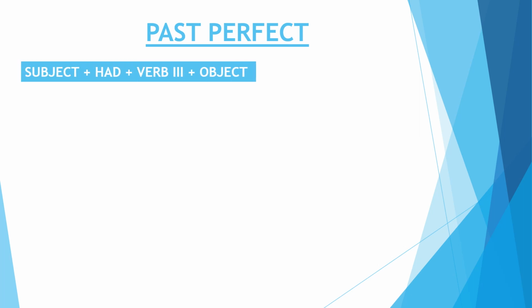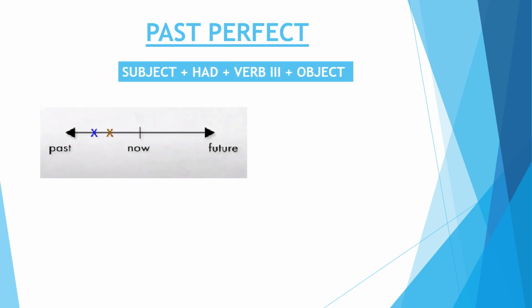As we are talking about the perfect tenses, we read about the present perfect and present perfect continuous. Here comes the past perfect, and then we will learn about the past perfect continuous tense. The past perfect tense, as you can see on this timeline, indicates an action in the past that had been completed before another action in the past.